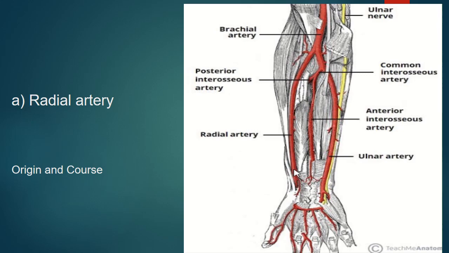After reaching the lower part of the forearm, it leaves the forearm by winding backwards around the lateral aspect of the wrist, as you can see here, and enters the floor of the anatomical snuff box. It starts in the cubital fossa opposite the neck of the radius, runs downwards with the lateral convexity, then winds around the lateral aspect of the wrist and enters the anatomical snuff box.